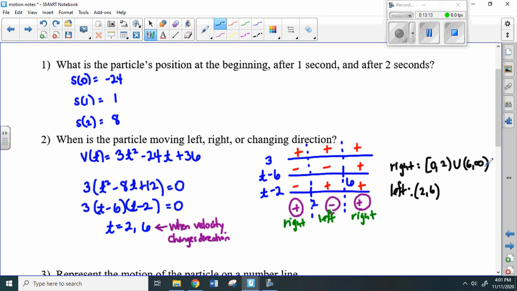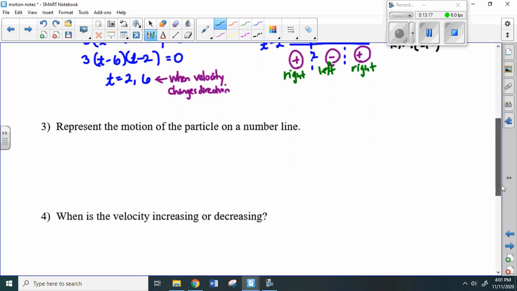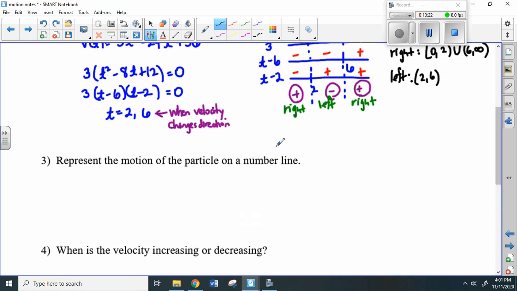All right. Now, if I wanted to represent the motion on a number line, okay, I need a couple of things. I'm representing the motion, so I'm using actual positions, okay? But I need to know what is the position when I start, okay? And then what is the position anytime I change direction, okay? And so I change direction at 2 and 6, so I'm going to need all of these positions.